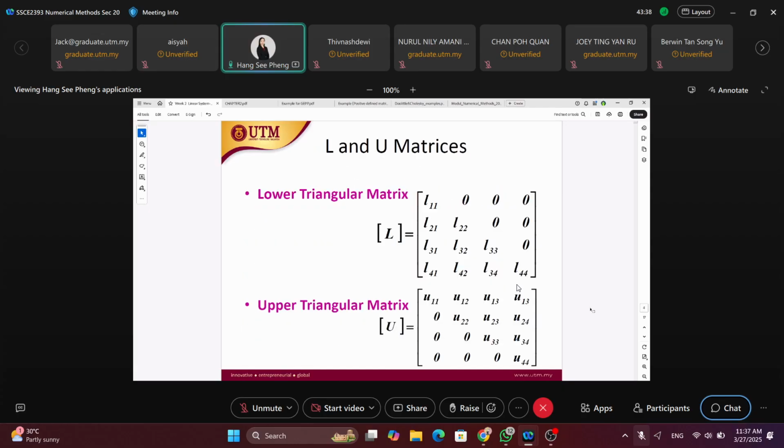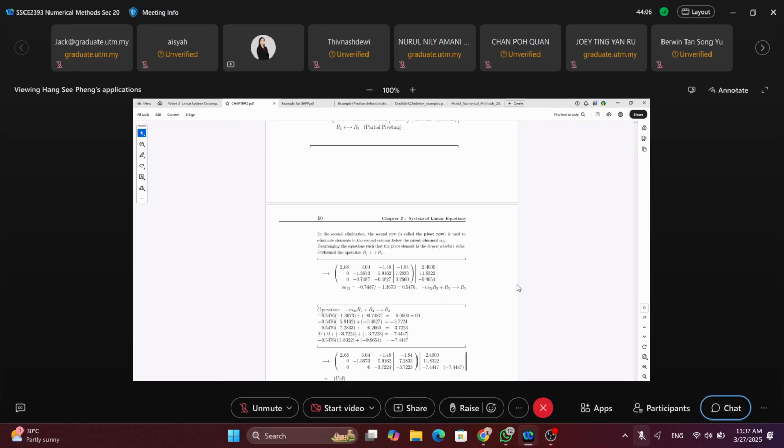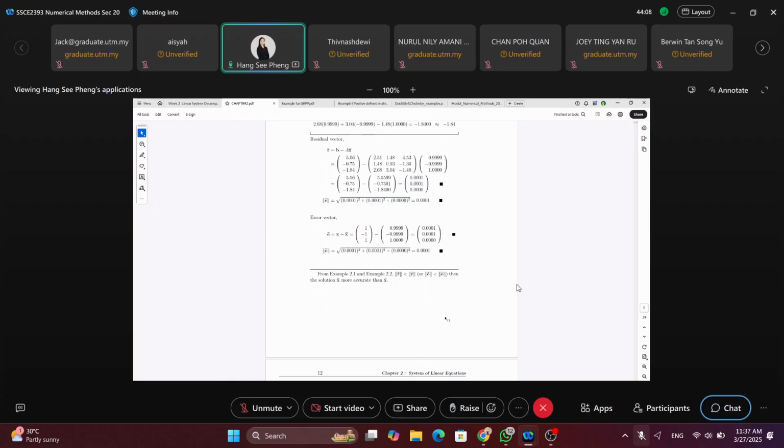Okay, so this is a general example for LU matrix. If that is a 4 times 4 matrix, this is how the lower triangular matrix looks like. If that is an upper triangular matrix, this is how the matrix looks like. This is lower, this is upper. And now, Doolittle decomposition. This is in the general form. Maybe I'll show you the one with the 3 times 3 matrix first.